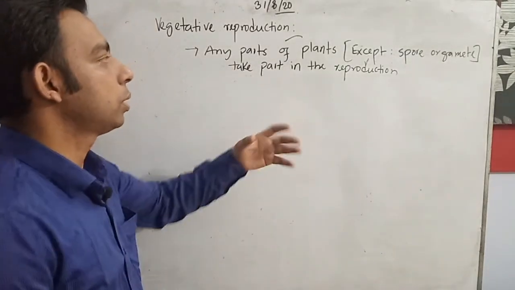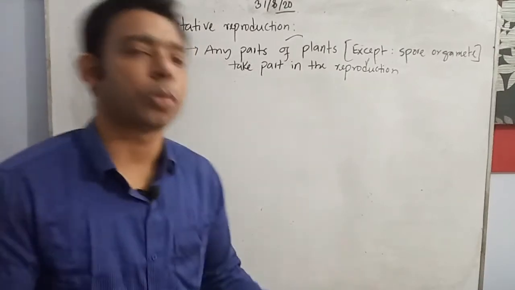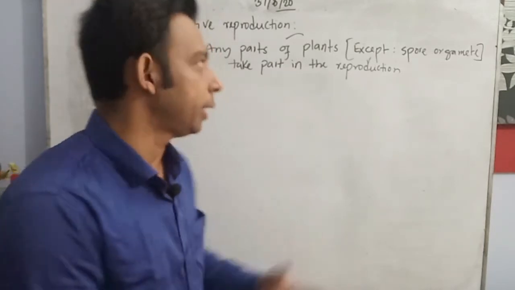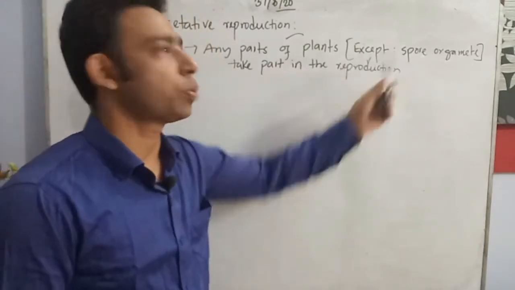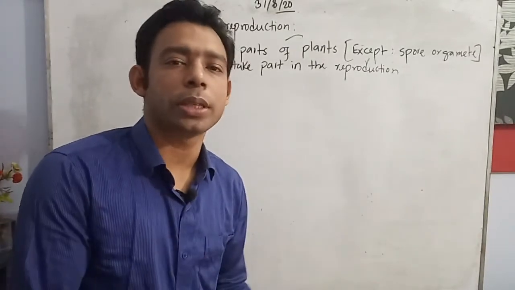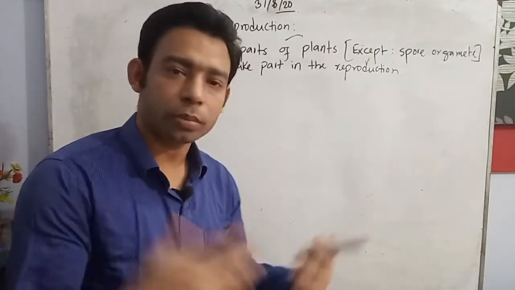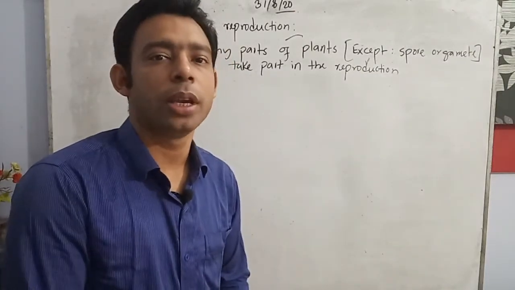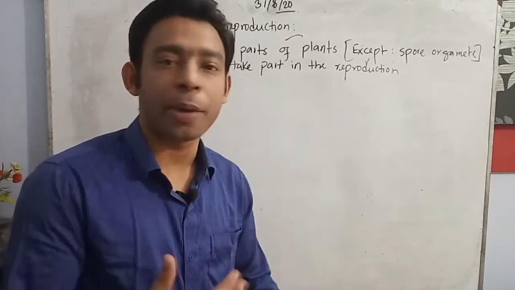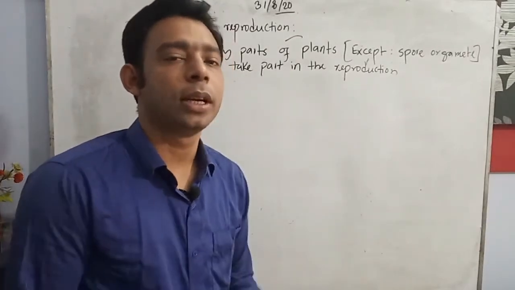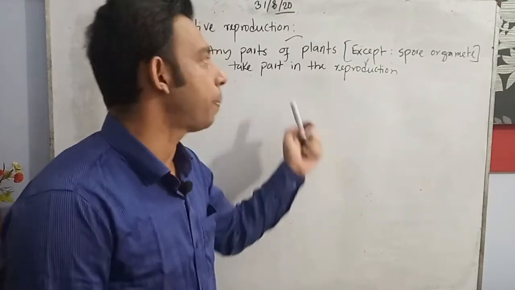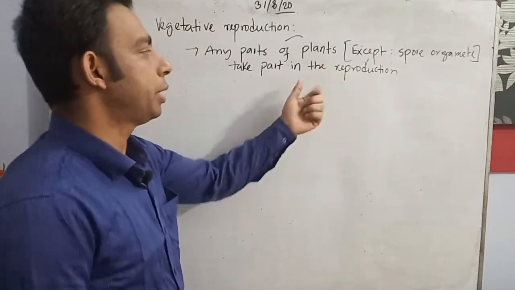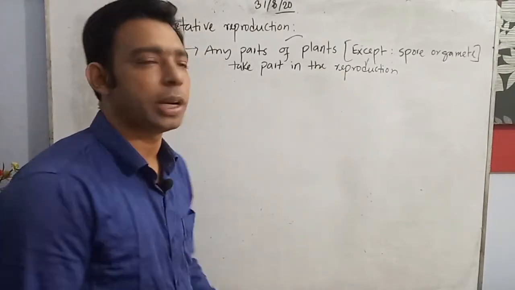We know about any parts of the plant. It can be the leaves, the stem, the branch, the bark, anything, any parts of the plant except spore or gamete. That means there are different kinds of reproduction types. Sporulation is spore formation, the asexual reproduction we learned last time. Gamete formation is the sexual reproduction in the case of the plant. Besides that, when any parts of the plant, like the leaves or stem, take part in the reproduction, this is called vegetative reproduction.